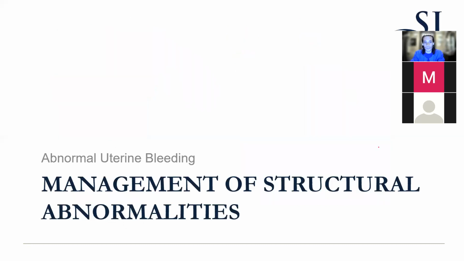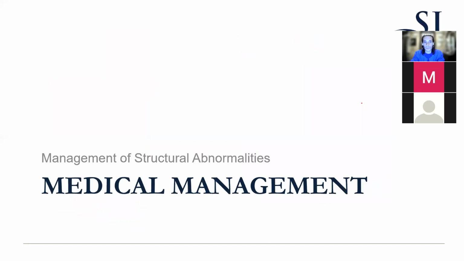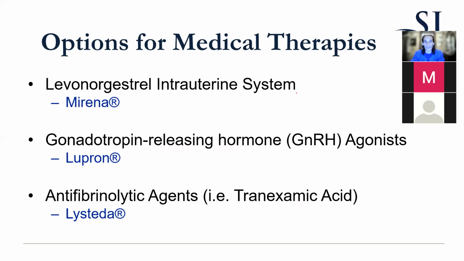Okay. So how do we manage these things? Medical management, the bottom line is that for structural abnormalities, there aren't great medical treatments, as I mentioned. What is plausible to try is you can use your levonorgestrel IUD system. I have Mirena here, but there are others like Liletta and Skyla and all those other funny names. But basically, it's levonorgestrel or some sort of progesterone. They don't all use levonorgestrel, but it's a progesterone IUD. Okay.